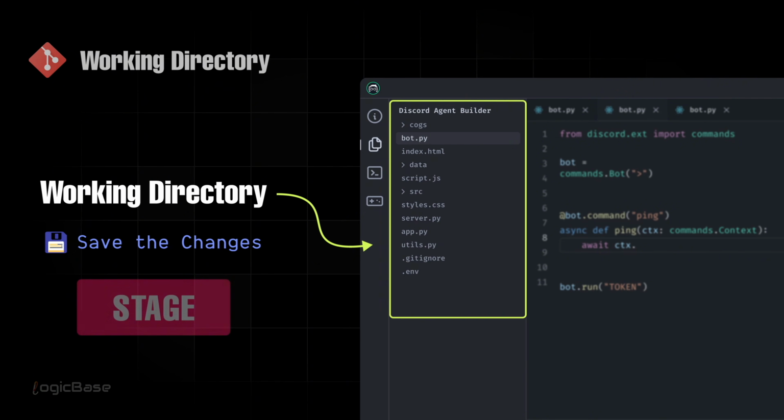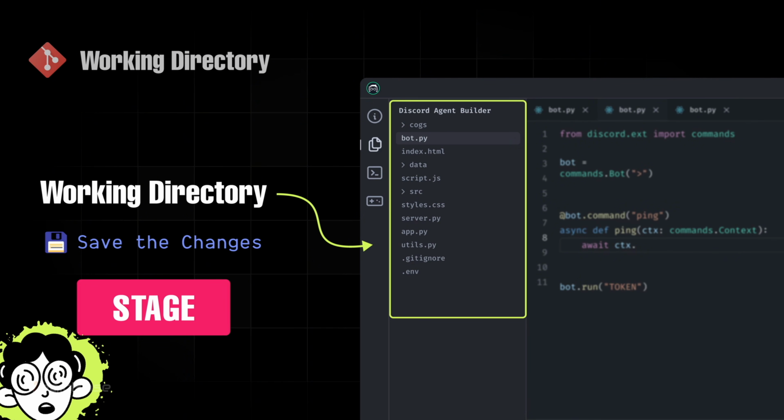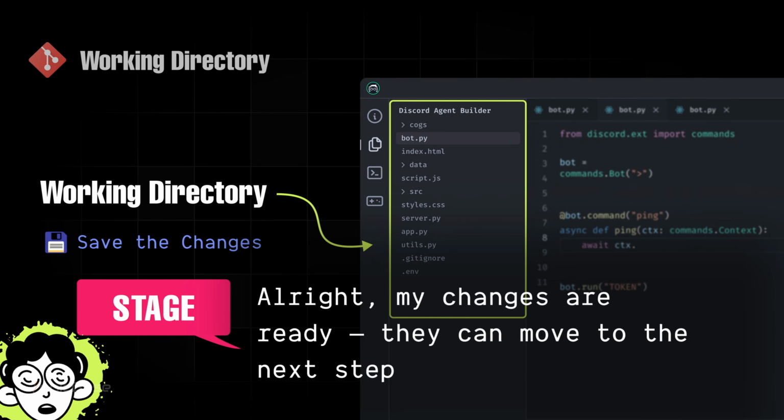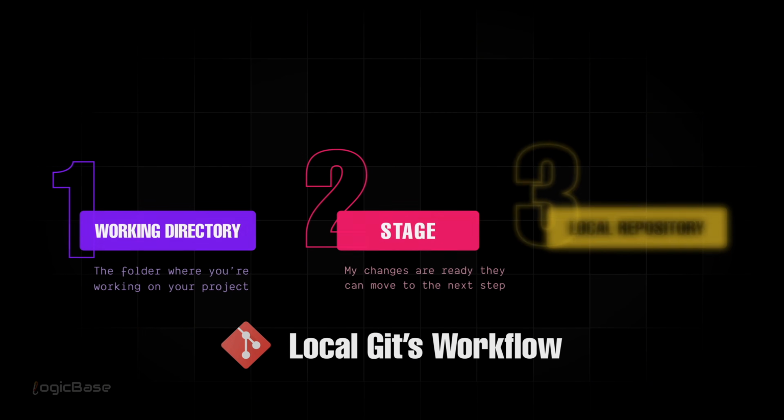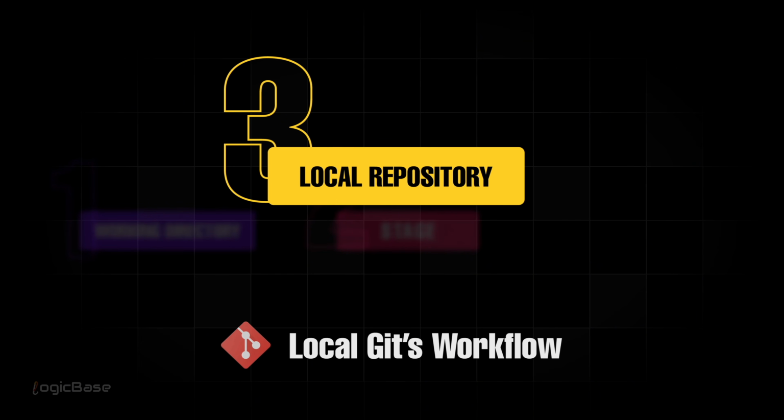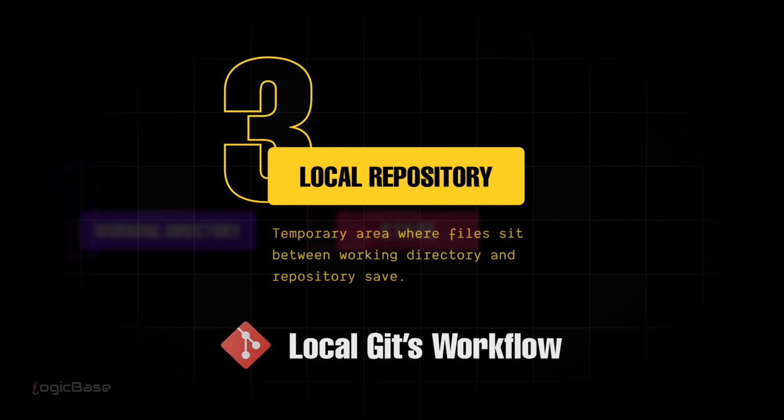We move our work to the stage. At first, this word might sound a bit unfamiliar, but once you use it a few times, it will make perfect sense. In simple terms, when you finish your work in the working directory, staging means you are saying, all right, my changes are ready, they can move to the next step. This staging process is the second phase in Git's workflow. Then comes the third phase, where we take the staged files and send them to the local repository. You can think of the staging area as a middle ground, a temporary space where files sit between your working directory and the final save in the repository.